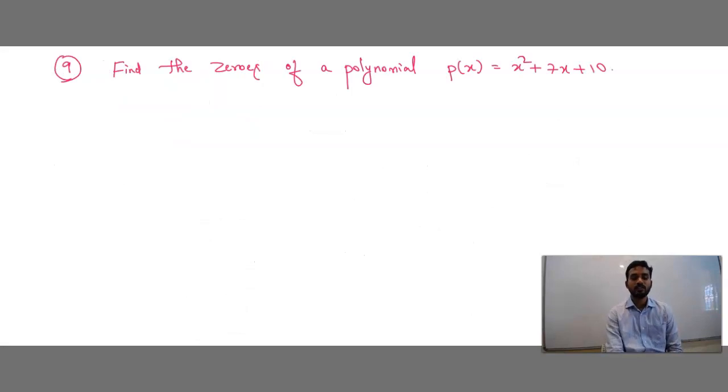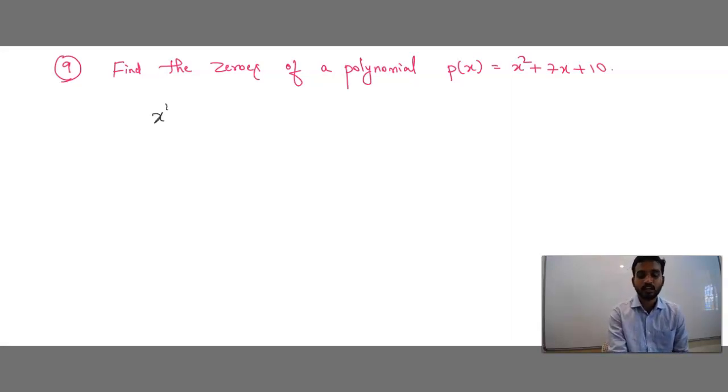You can see the next problem. Find the zeros of the polynomial p of x equals x square plus 7x plus 10. We have done one method, the factorization method, in the same session. Similarly, we have to use the factorization method to find the zeros. In a quadratic equation we call them roots, but in polynomials we call them zeros.